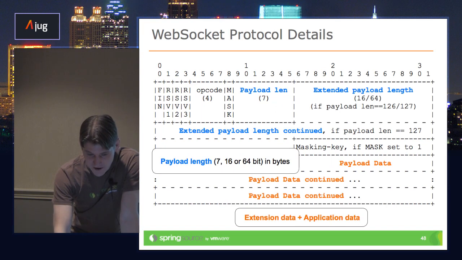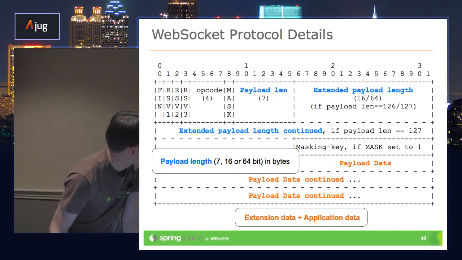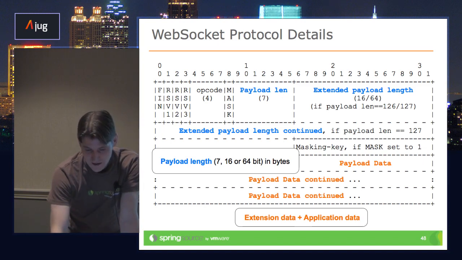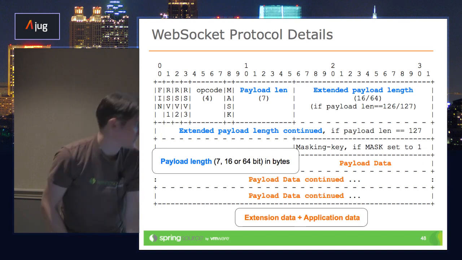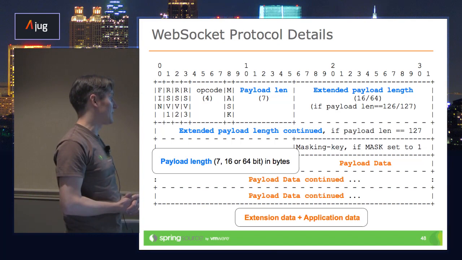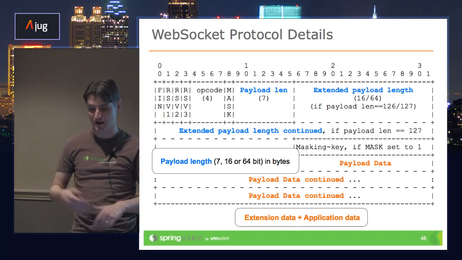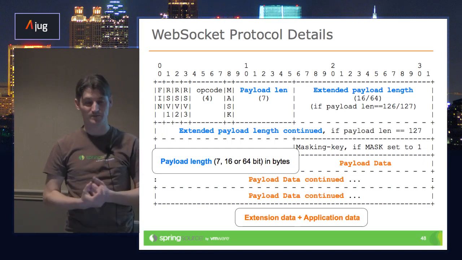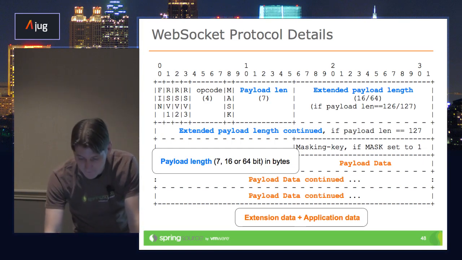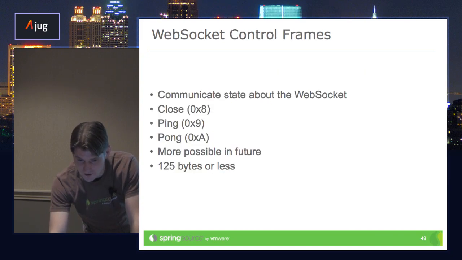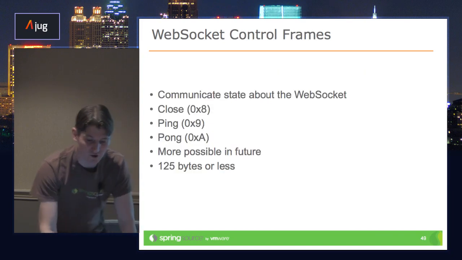Then we have the payload length. We have various indications, 7, 16, or 64 bit, of what the length of my message is. Following that, we have the payload data. It can also be extension data itself. The protocol also provides means for extensions and also subprotocols. But let's talk first about the control frames.